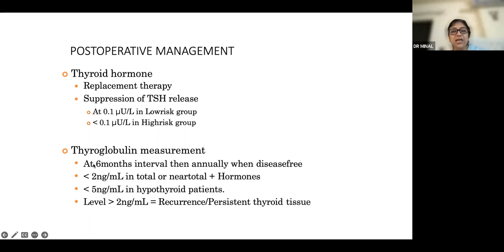Thyroglobulin measurement is recommended once in 6 months, and it should be below 2 nanogram per ml, or less than 5 nanogram per ml in hypothyroid patients. If it is more than 2 nanogram or if it is rising, then that is suggestive of persistent thyroid tissue still there, and the recurrence is likely.